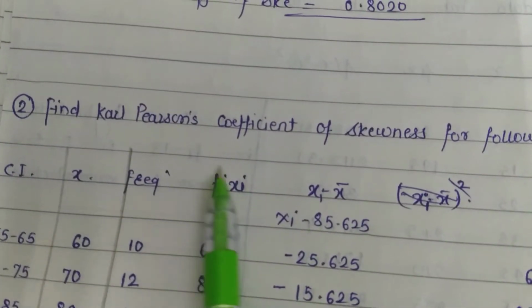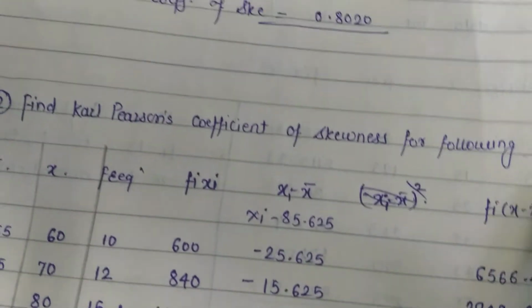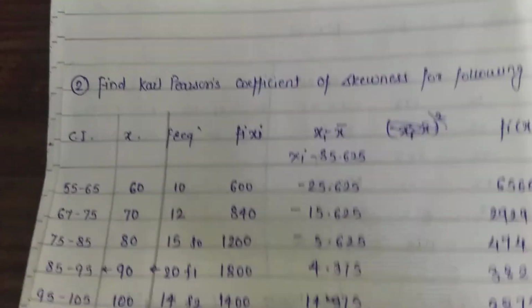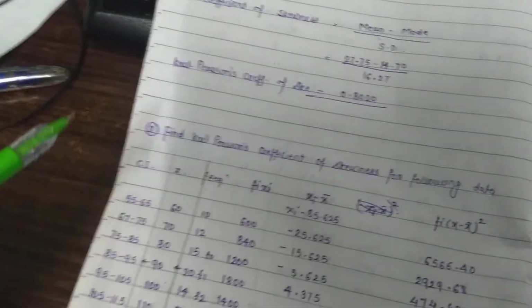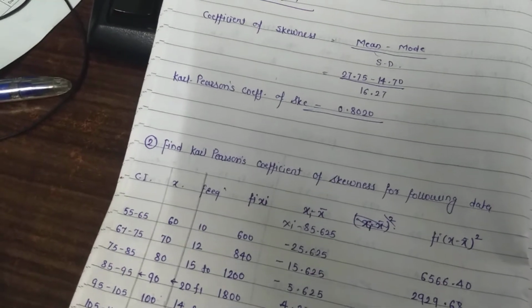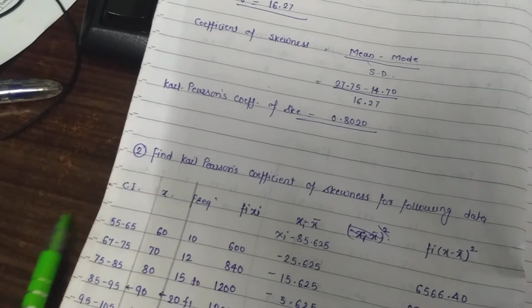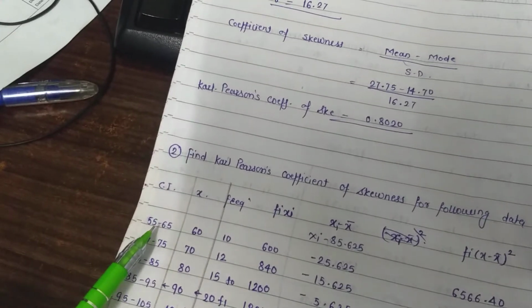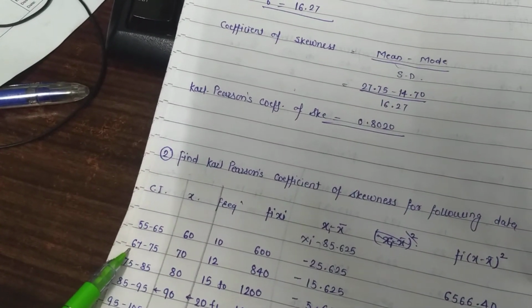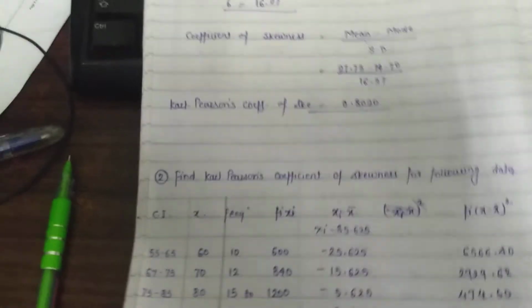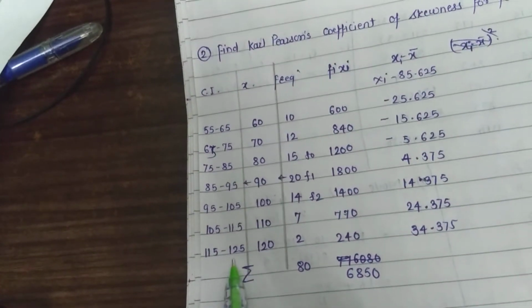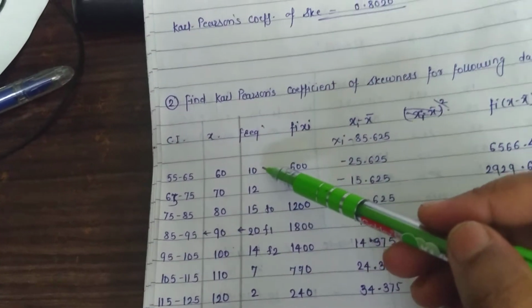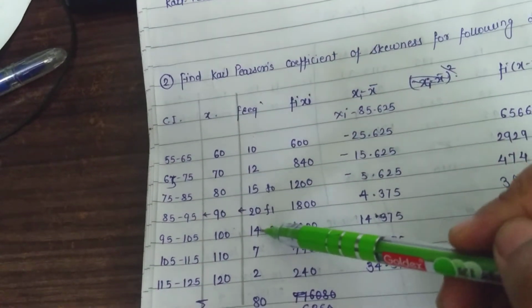Next, find Karl Pearson's coefficient of skewness for the following data. I have already written the data in tabular form, so I will not write it again and again. The data is given in class intervals. Classes are continuous but not from origin. Origin means the first value starts from 0 onwards, which is not given here. So the first class is 55 to 65, second is 65 to 75, next class is 75 to 85, 85 to 95, up to the last, 115 to 125. Each has frequencies 10, 12, 15, 20, 14, 7 and 2.